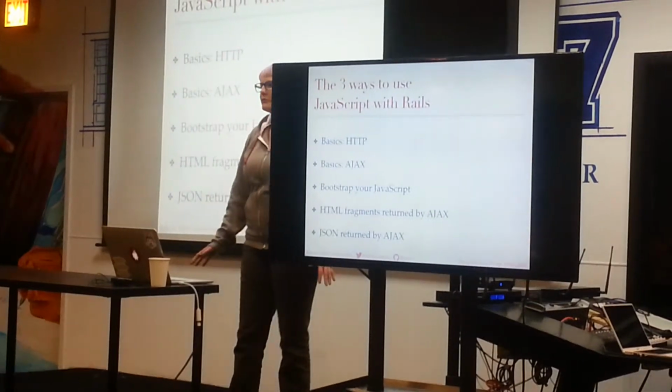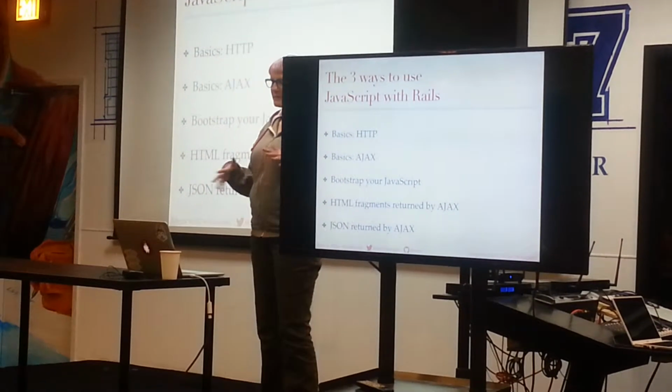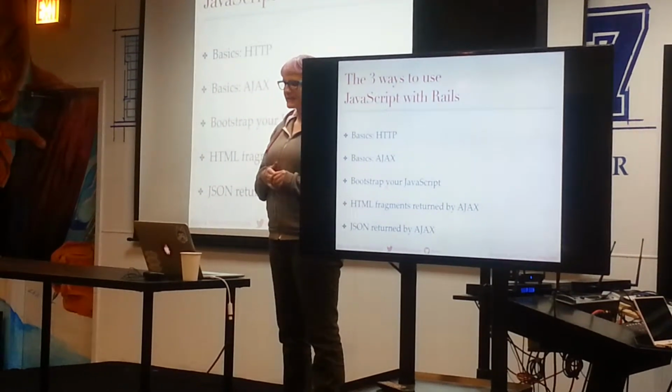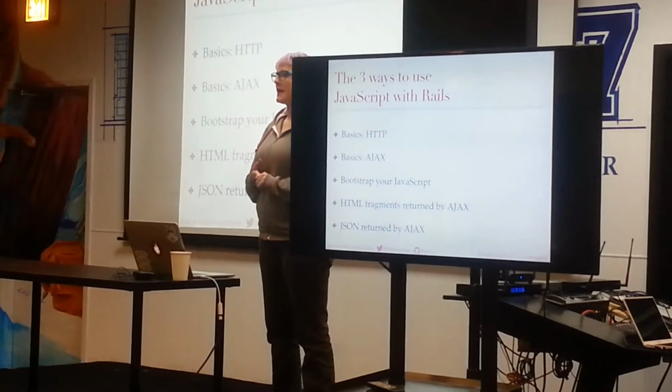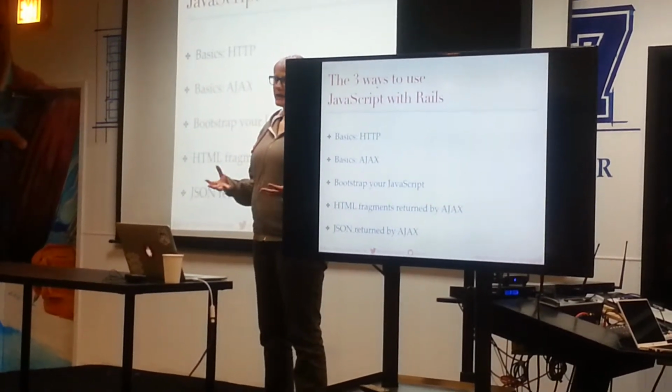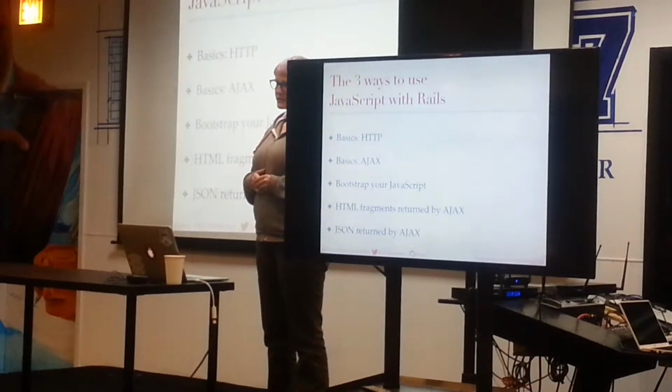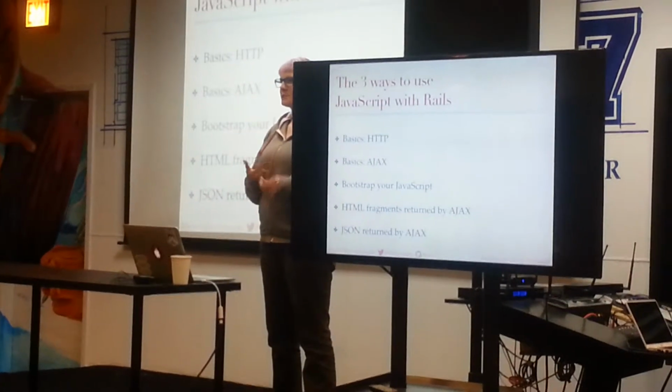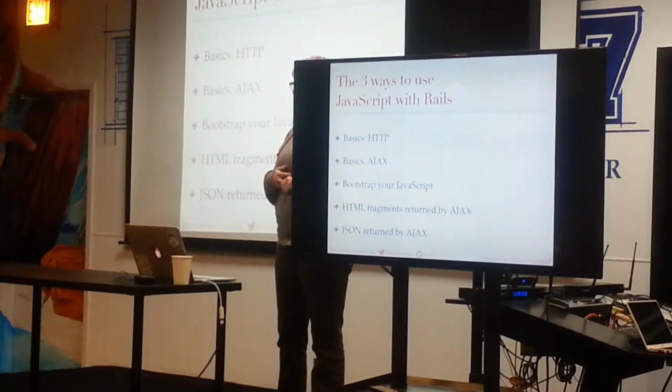So a quick overview. I'm going to talk a little bit about HTTP and AJAX and some of that basic stuff, and then we'll go through the 3 main ways, as I see it, that you can communicate using JavaScript and Rails. So bootstrapping your JavaScript, using HTML fragments, and using JSON.